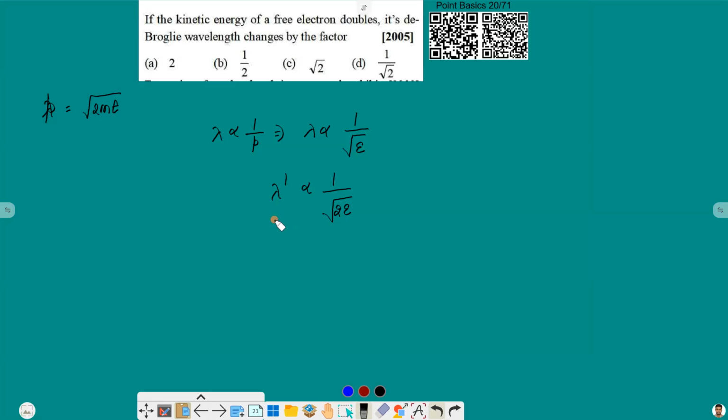So we have to find out by what factor it changes. If we divide both of these, lambda dash by lambda will be equal to the square root of E divided by the square root of 2E, and this will give us 1 by root 2. So we can say the new wavelength is 1 by root 2 times the original wavelength. So option D will be the right answer here. Moving to the next one.